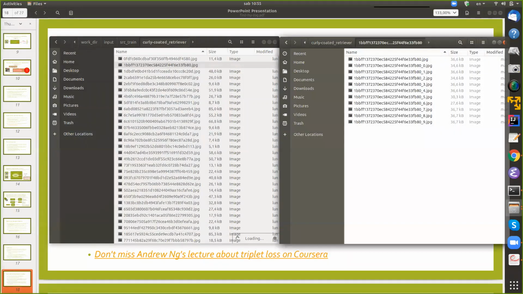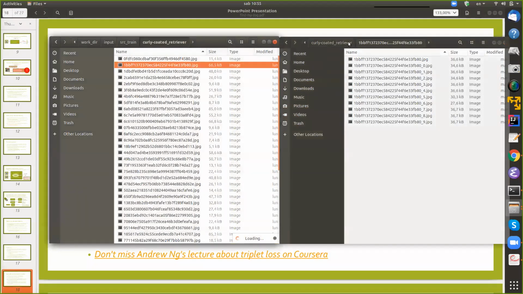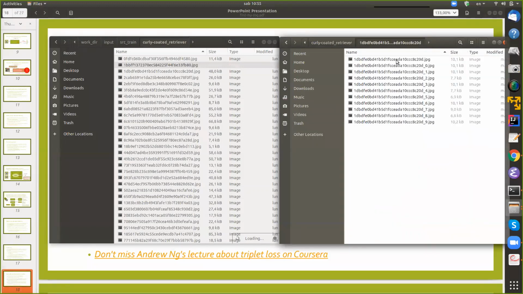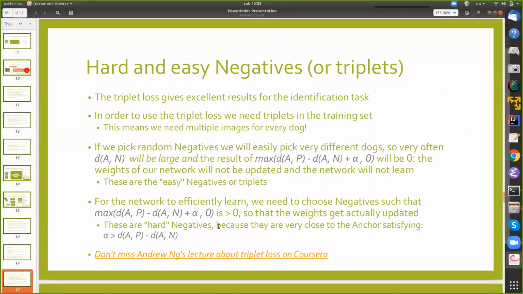The original dataset is a famous dataset from a Kaggle competition. The original dataset is only one image for each dog. I artificially generated multiple images for each dog with a technique called augmentation. So for now, just think that for each dog, I have now a class, and for each class, I artificially generated for the reference image, the anchor, 10 more positives. This is what I did in order to create the dataset.